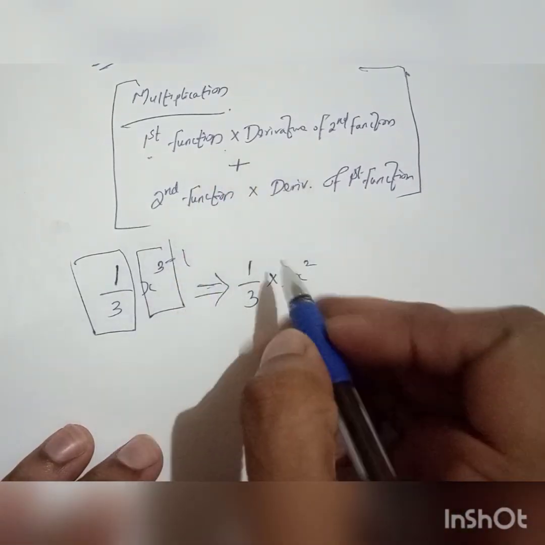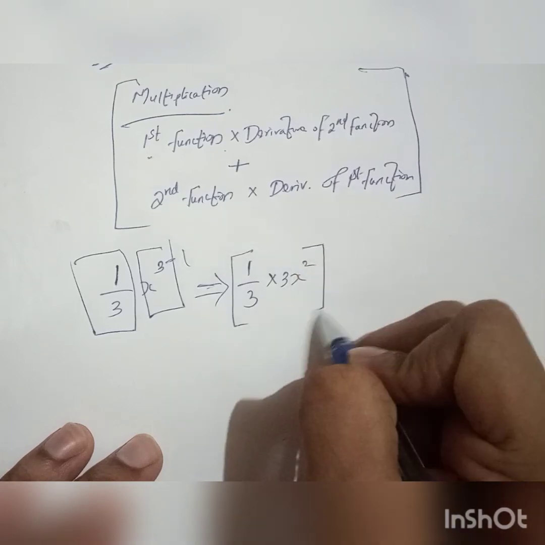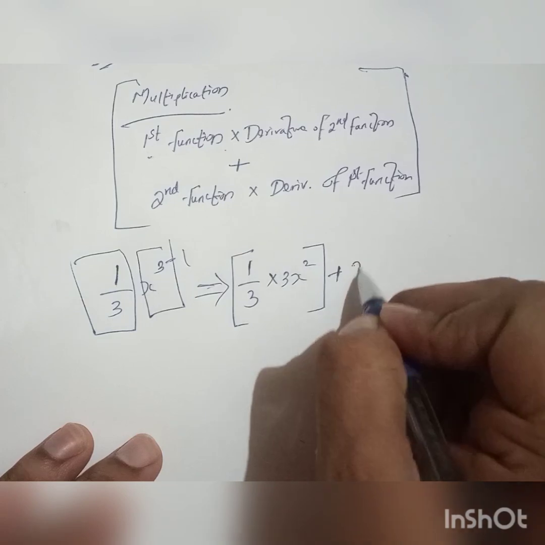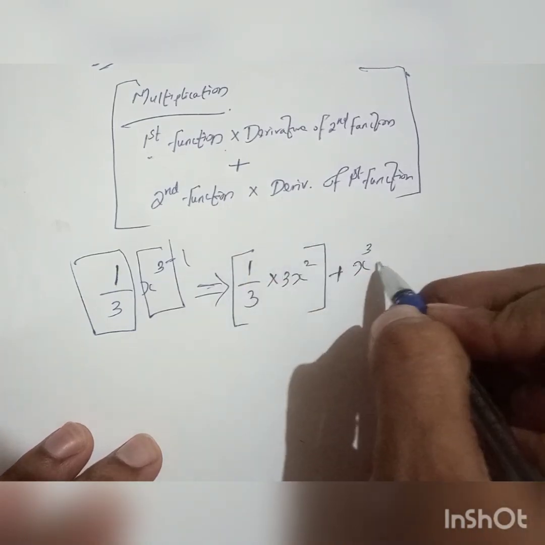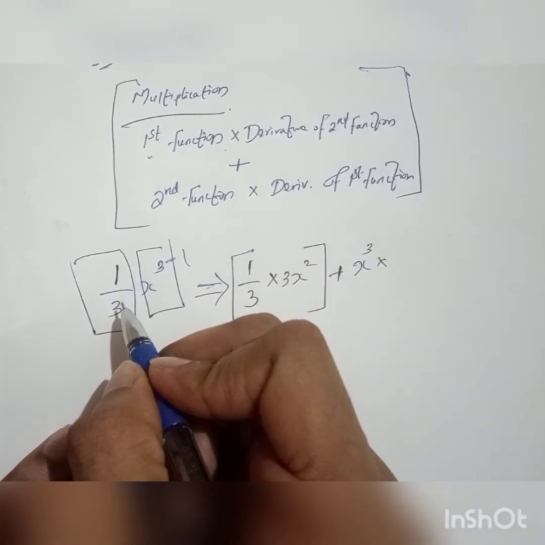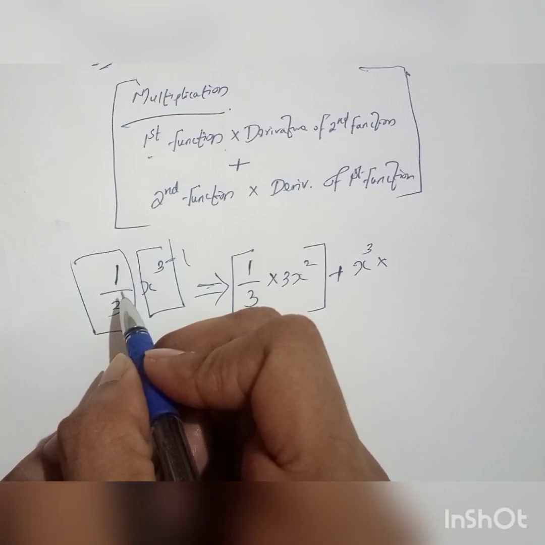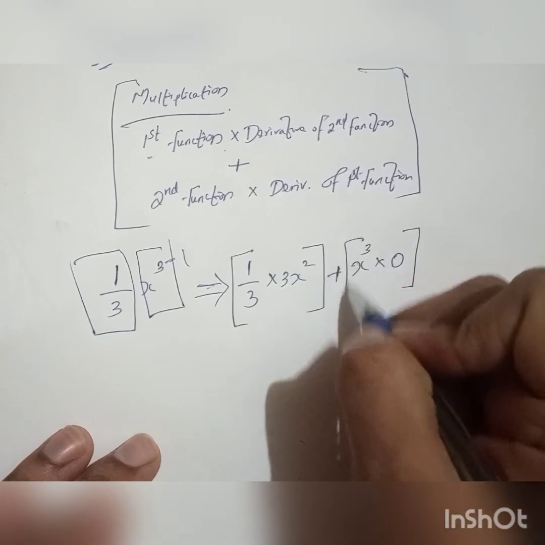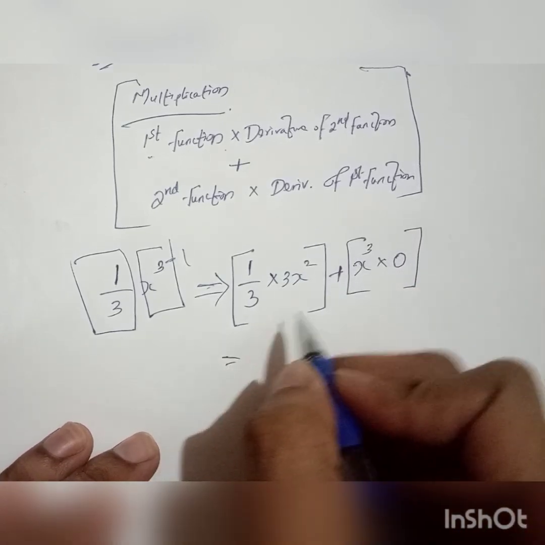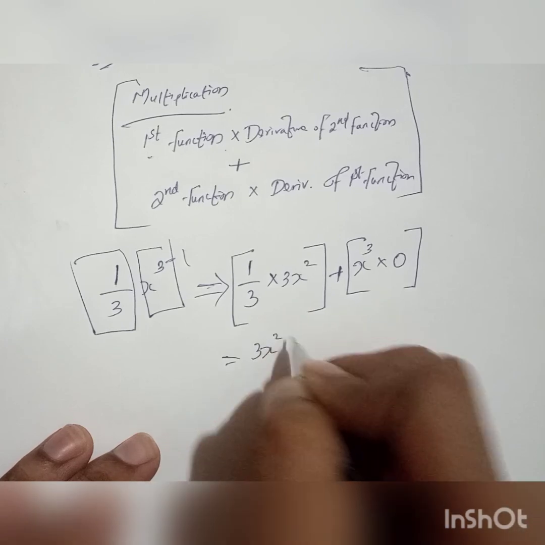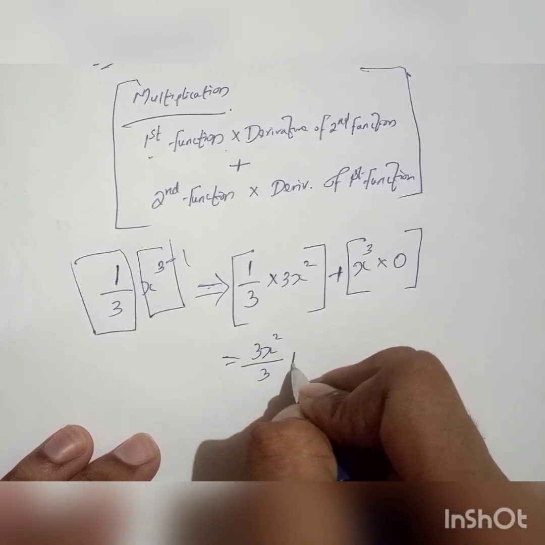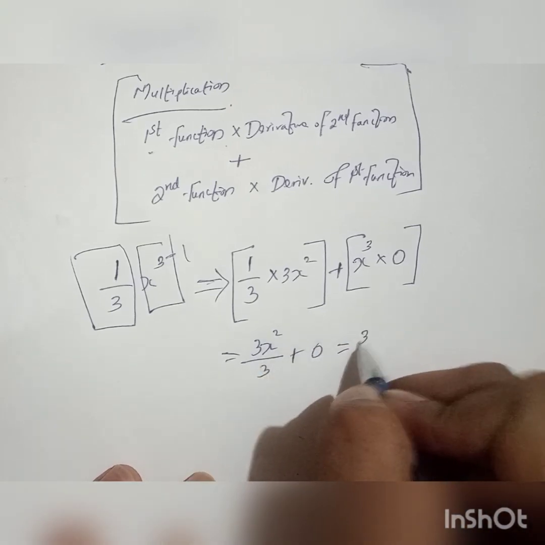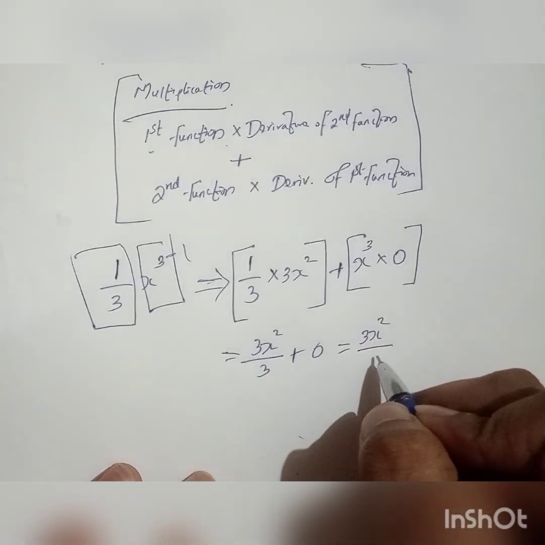Then next the formula is telling add. So this we need to add with second function. What is second function? X cube. Perfect. We are writing x cube into derivative of first function. Is there any derivative for first function? No. Why? It doesn't have any x. So we'll write simply 0. Okay. So what finally will we get? 1 into 3x square, 3x square divided by 3 plus 0. Then the final value is what? 3x square divided by 3.